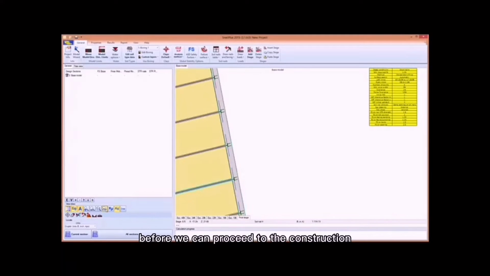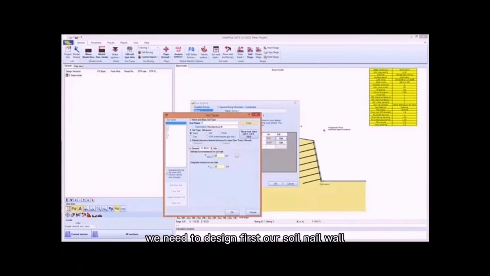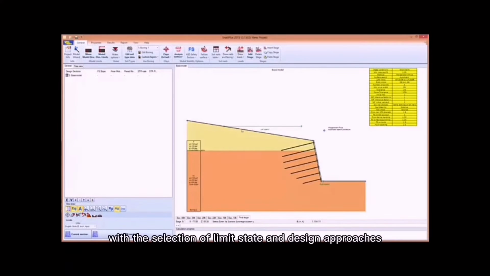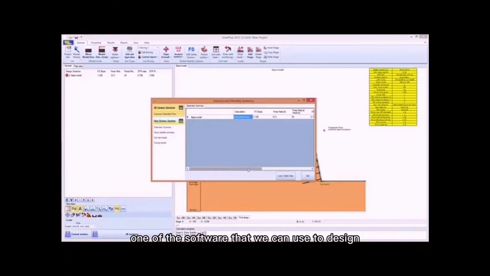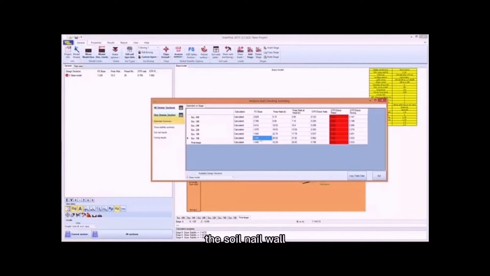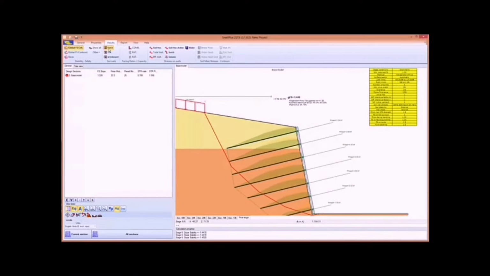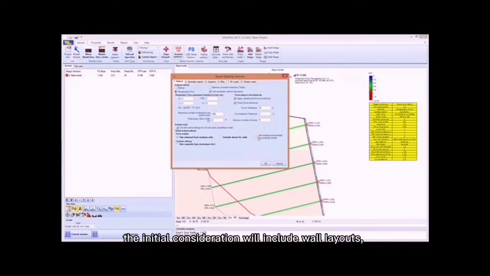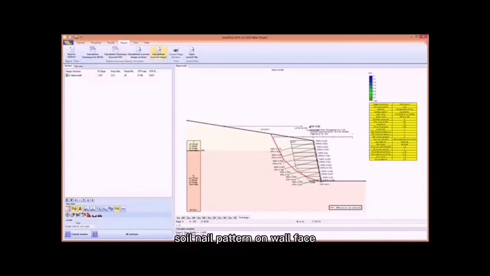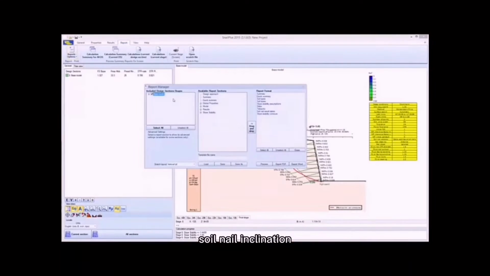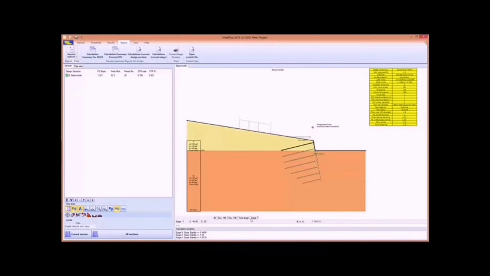Before we can proceed to construction, we need to design our soil nail wall first, beginning with the selection of limit state and design approaches. One of the software packages that we can use to design the soil nail wall is the Snail Plus software. The initial consideration will include wall layout, soil nail vertical and horizontal spacing, soil nail pattern on wall face, soil nail inclination, soil nail length and distribution, and so on.